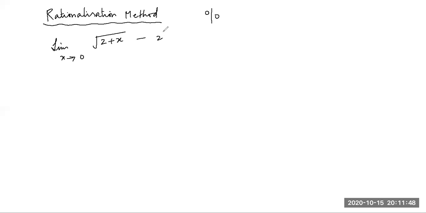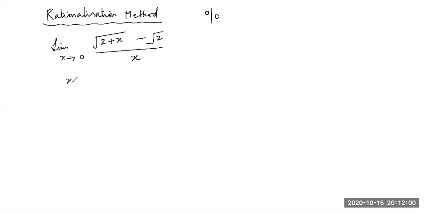Rationalization method. This is also a method we use when the function is of the form 0 by 0 and the limit is possible. So what do we do? See, we want to find the limit x approaches 0 of root of 2 plus x minus root 2, divided by x. We want to find this limit. This is also a question from NCERT exemplar.